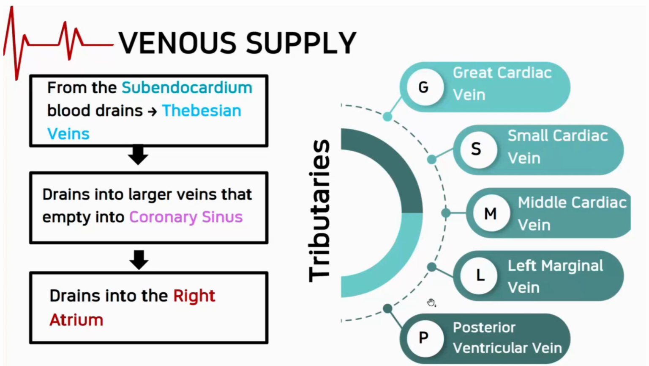So this very nice little picture shows which are those veins: the great cardiac vein, small cardiac vein, middle cardiac vein, left marginal vein, posterior ventricular vein. And for the keen viewers, you may have noticed that there's one more vein that we missed out, and that is called the anterior cardiac vein. So that's also another vein that drains the cardiac wall, or the myocardium.